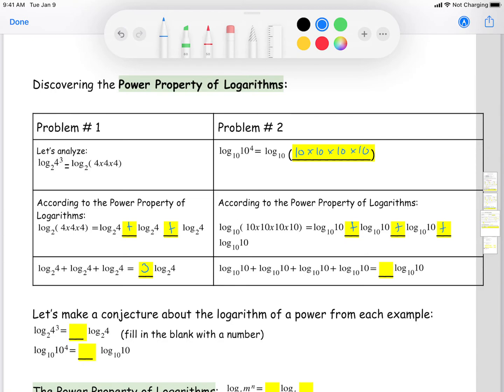Which, again, is very similar to the one before, right? There's 4 log base 10s added together. It's the same thing as 4 times log base 10 of 10. Okay?